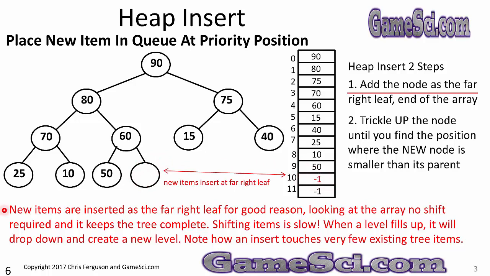New items are inserted as the far right leaf for a good reason. Looking at the array, no shift is required to insert a new item at the end. It keeps the tree complete. Shifting items is slow. When a level fills up, it will drop down and create a new level. Note how an insert touches very few existing tree items. Inserting a new item here does 2 important things. Number 1, it makes sure the tree is complete. Number 2, it doesn't require us to shift the rest of the items in the array.